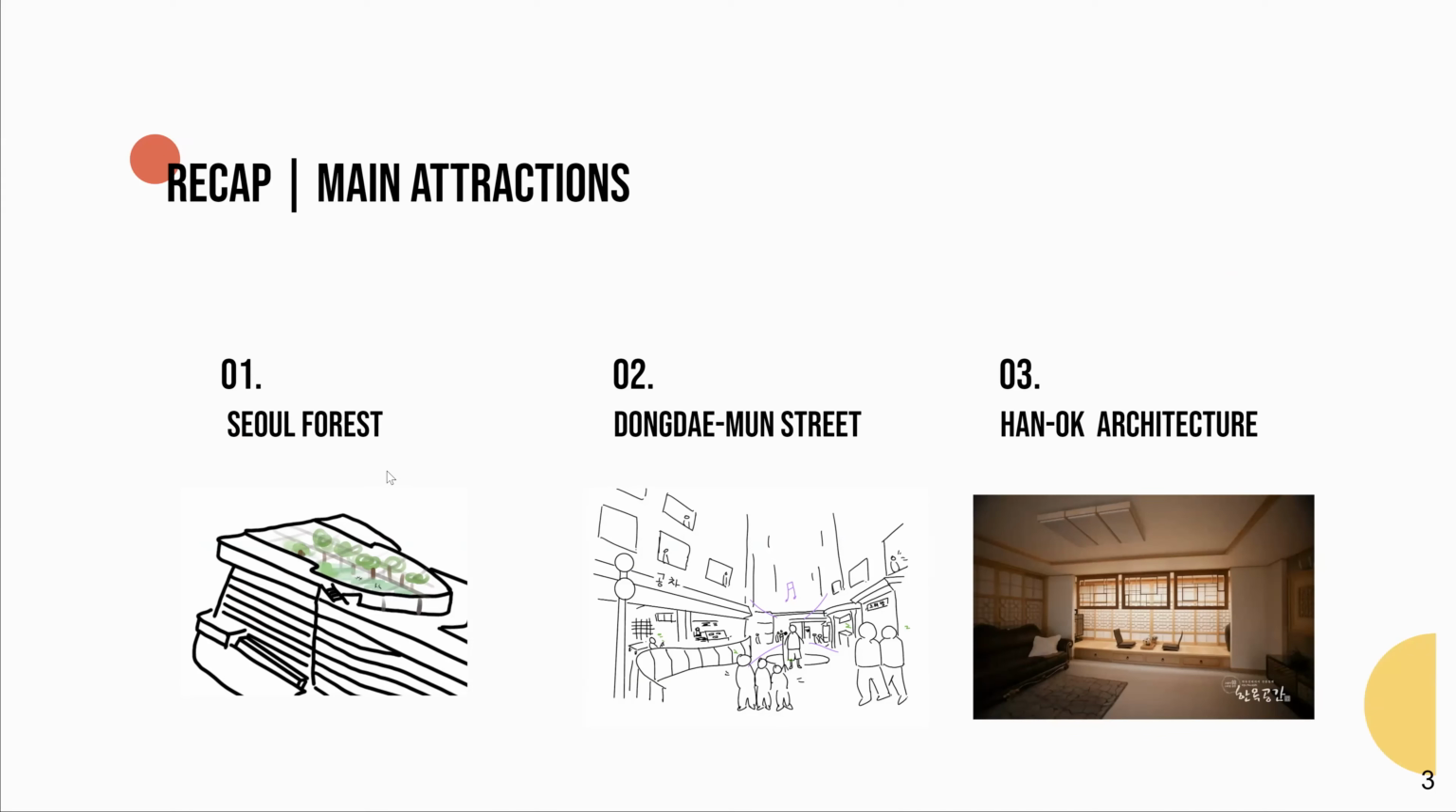So 3 of our main attractions were Seoul Forest, Dongdaemun Street, and Hanok Architecture. The Seoul Forest was about having a green park made out of artificial grass turf on the top deck. The Dongdaemun Street was a shopping street inside our cruise ship that was modeled after the Dongdaemun Market Street in Korea. And also we are taking a lot of Hanok architecture influences, and we are integrating that into our cruise ship.